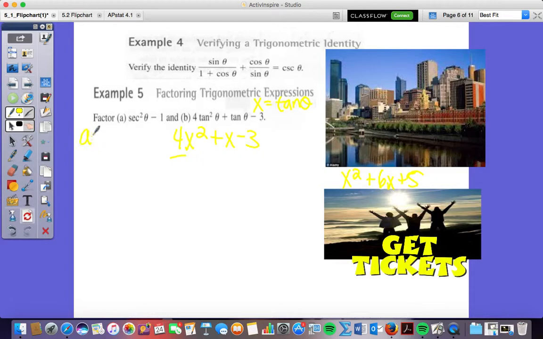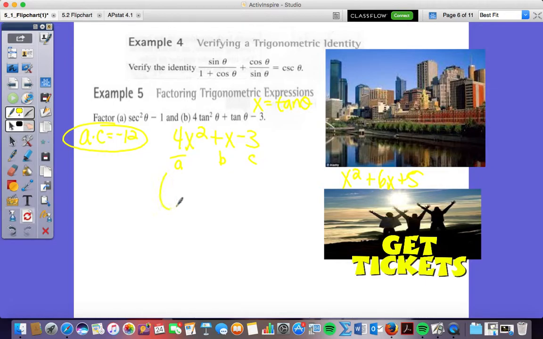A times C. So A times C is 4 times negative 3, which is negative 12, okay? You say, Coach, how do you do A times C? Well, this is A, the B is 1, and the C is negative 3.